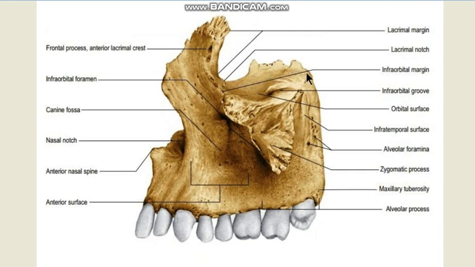Coming back to the superior or orbital surface, now over here rising up into the frontal process you have a shallow groove which is bounded anteriorly by the anterior lacrimal crest, which is part of the frontal process of the maxilla.